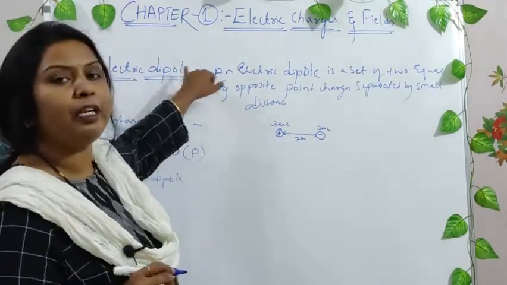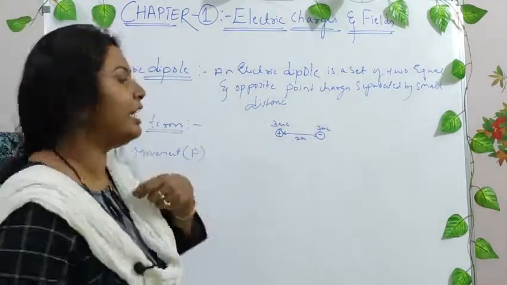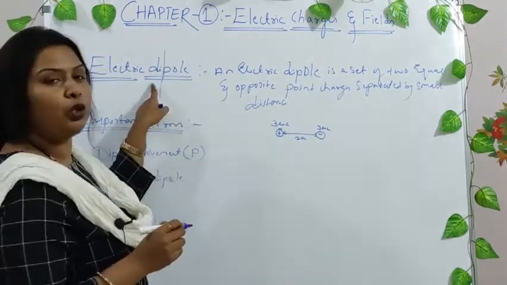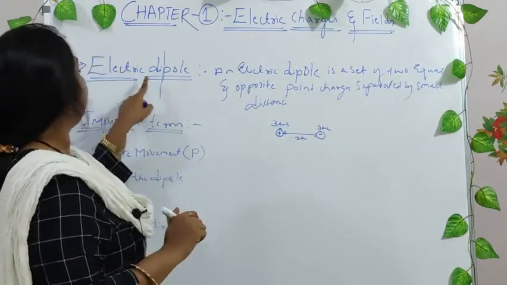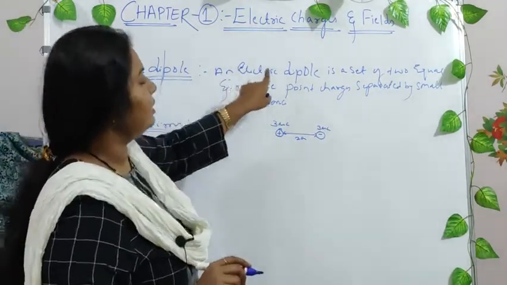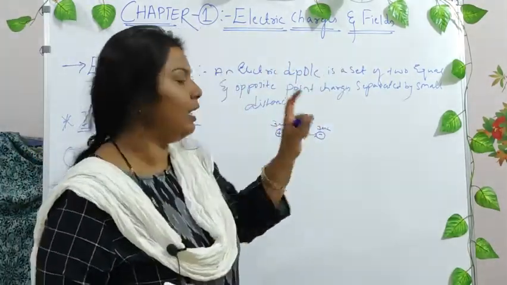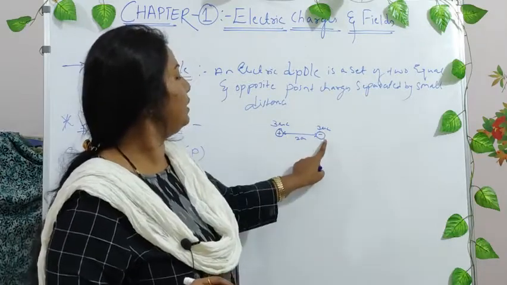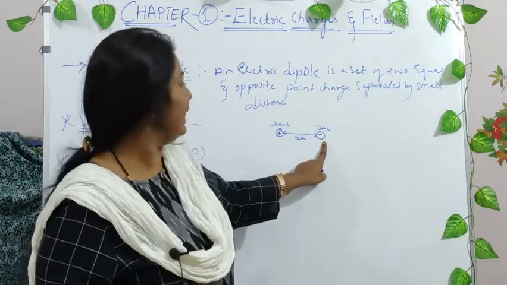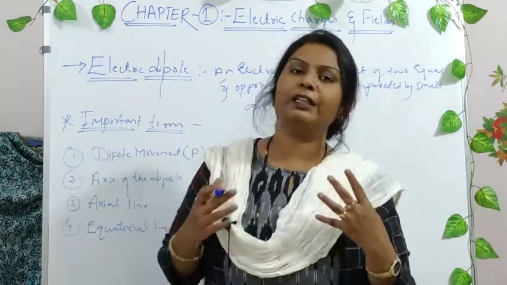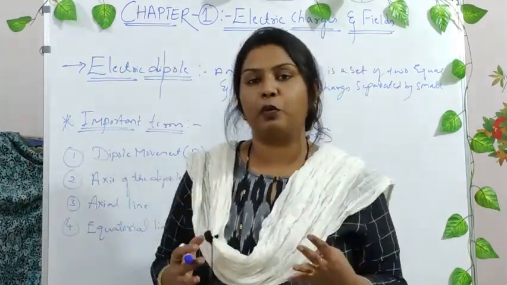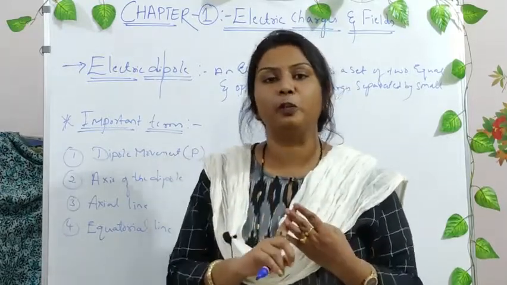Now what do you mean by dipole? The word dipole itself has two words in it. Di is what? Two. Pole means different polarity, that is, different polarities, right? An electric dipole is a set of two equal charges with opposite polarity and a very small distance separating them. Whenever I explain the electric dipole, four important terms come into the picture, right?